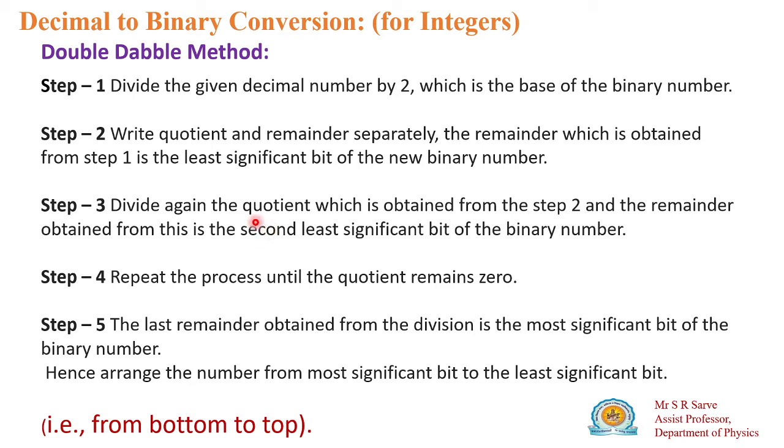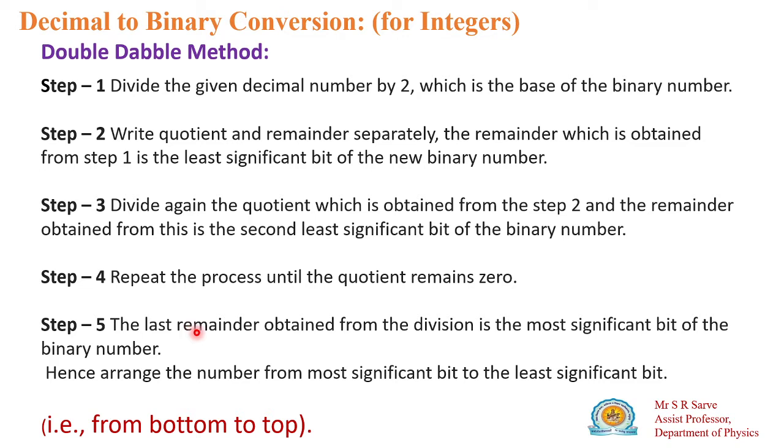ठीक है, so fourth step is repeat the process until quotient remains 0. ये अपने को कब तक उसको 2 से डिवाइड करना है? जब तक अपना क्वोशंट 0 नहीं आ जाता. Repeat the process until the quotient remains 0. Means we have to repeat this process till the quotient remains 0, मतलब जब तक क्वोशंट 0 नहीं आता है तब तक अपने को वो प्रोसेस कंप्लीट करना है.